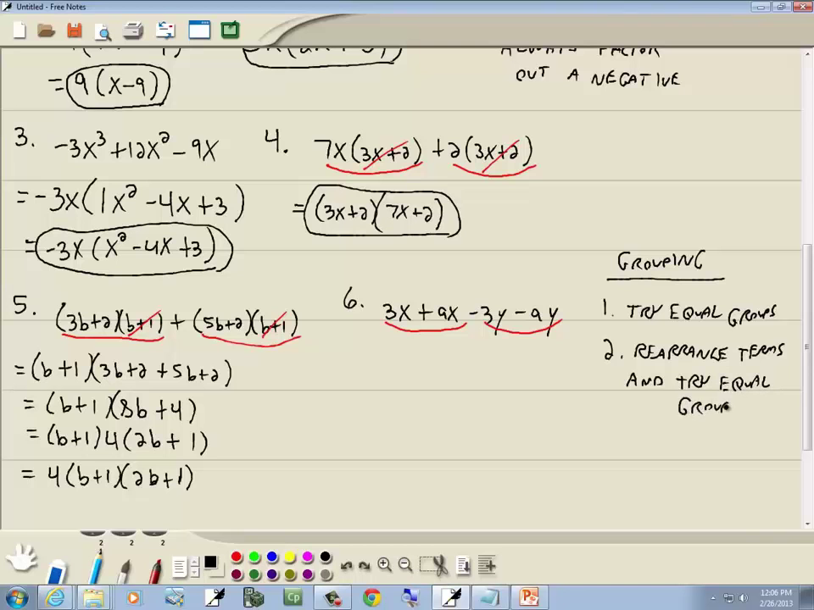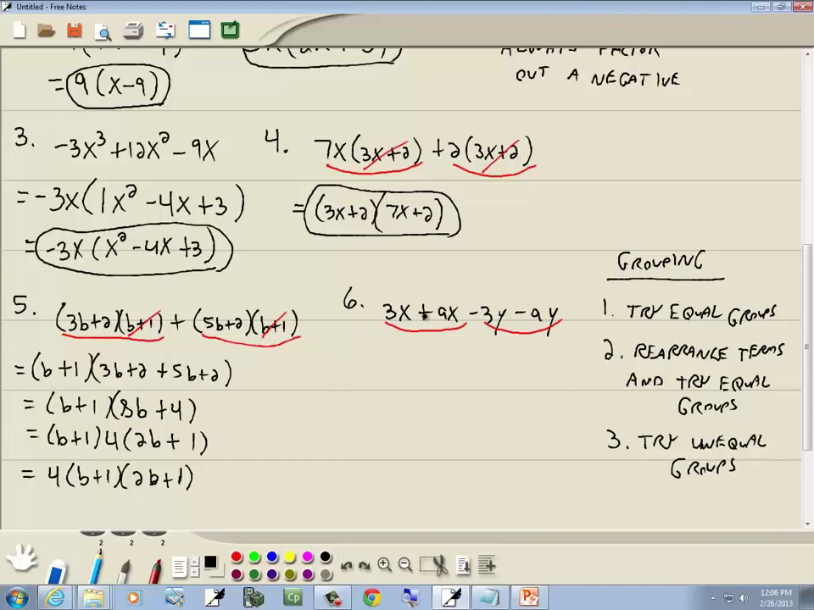I know my writing isn't that great. And then if that doesn't work, then you try unequal groups. What do I mean by unequal groups? You group the first 3 together and the last one by itself.